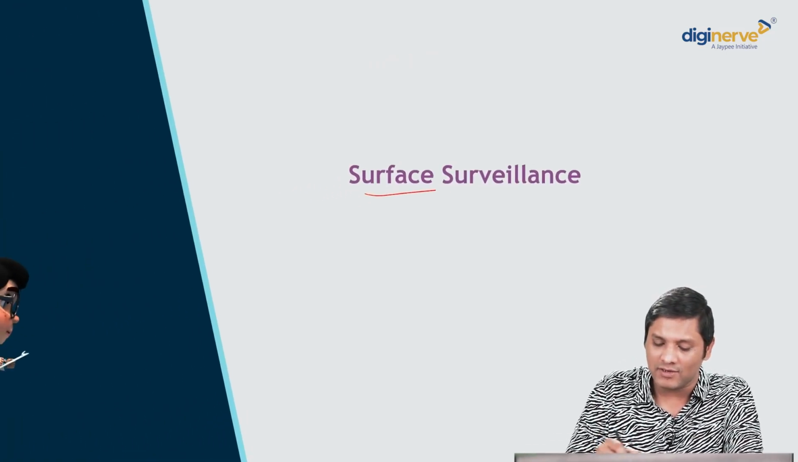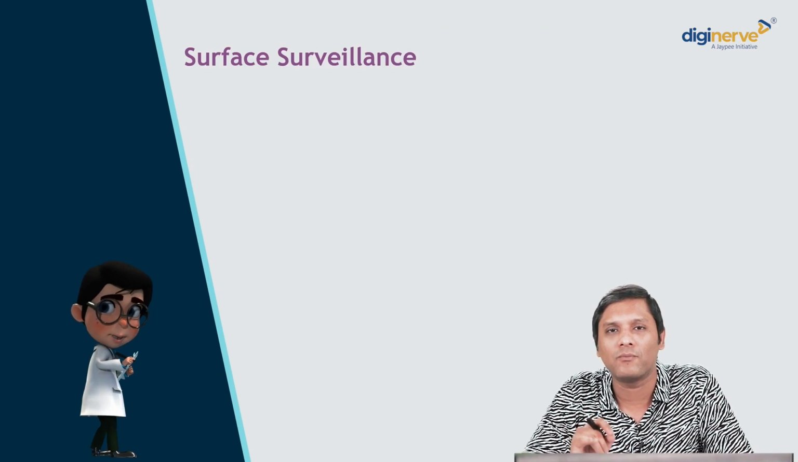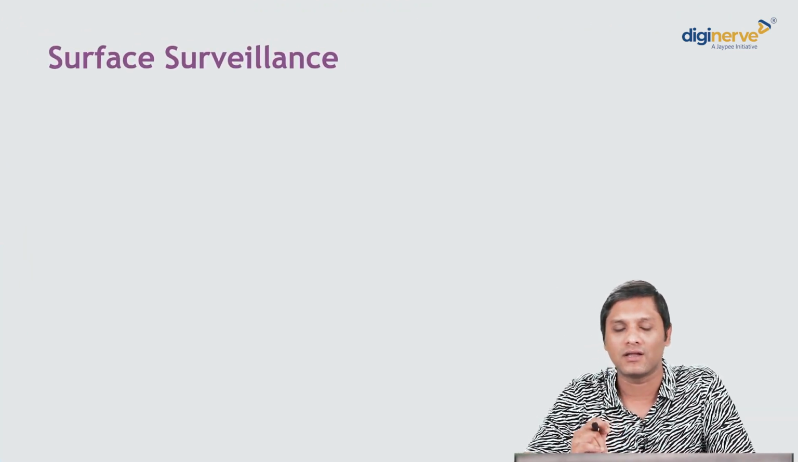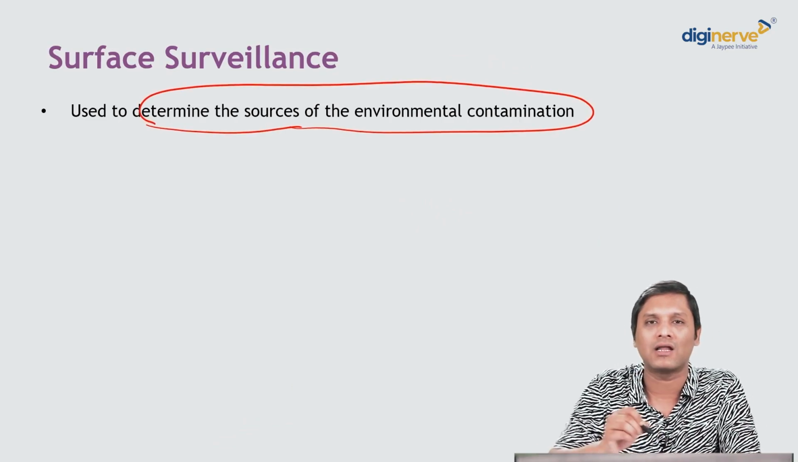So this is all about air surveillance. Now we will discuss surface surveillance. Surface surveillance means what? The environmental sampling needs to be performed from various surfaces of a high risk area like the operation theater. Okay, so why is the surface surveillance done? It is used to determine the source of environmental contamination.